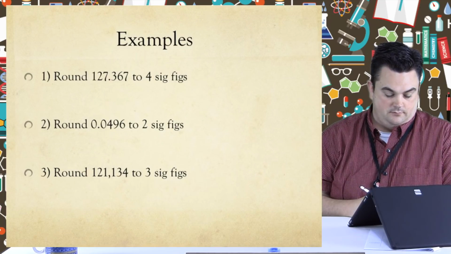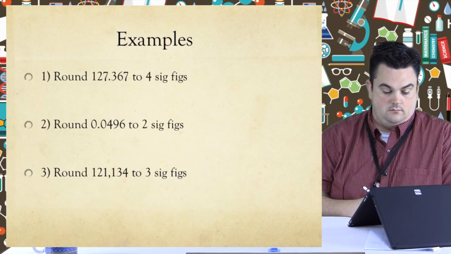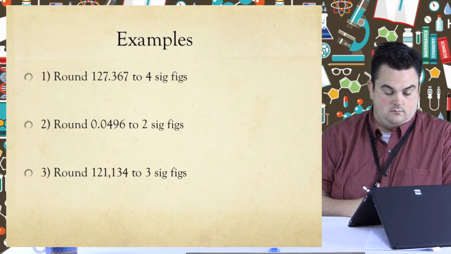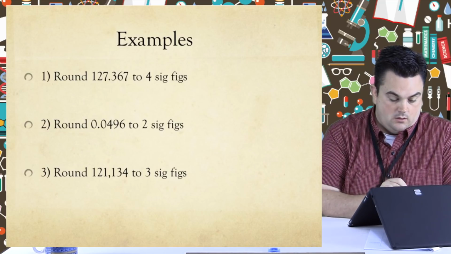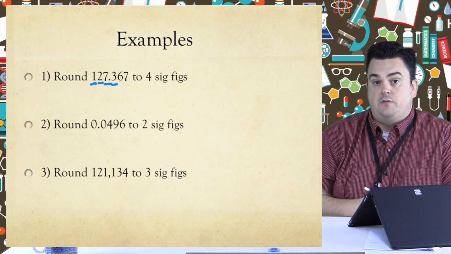In the first example, we're gonna round 127.367 to 4 sig figs. So we're gonna go from the left. I want you to underline the first 4 digits that are significant. All right, so the first 4 would be the 1, and then the 2, the 7, and the 3 is the 4th significant figure from the left.